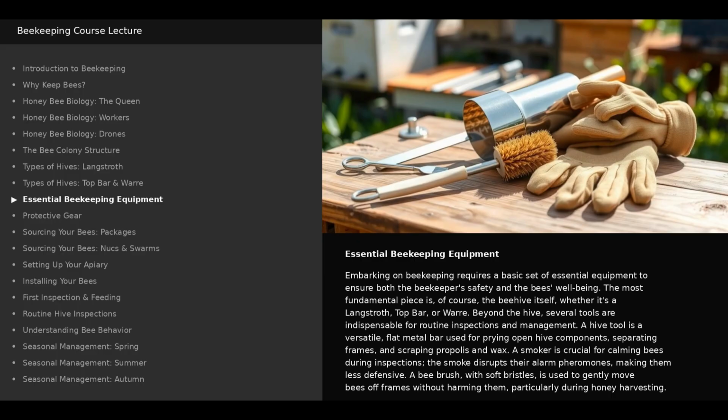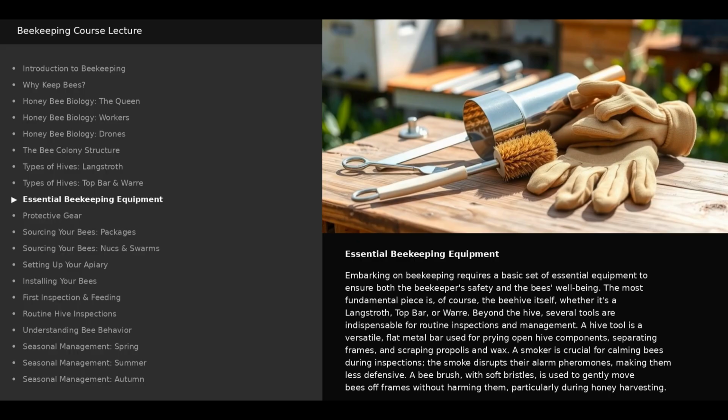A hive tool is a versatile, flat metal bar used for prying open hive components, separating frames, and scraping propolis and wax. A smoker is crucial for calming bees during inspections. The smoke disrupts their alarm pheromones, making them less defensive. A bee brush, with soft bristles, is used to gently move bees off frames without harming them, particularly during honey harvesting. These core tools form the foundation of a beekeeper's toolkit, enabling safe and effective interaction with the colony.